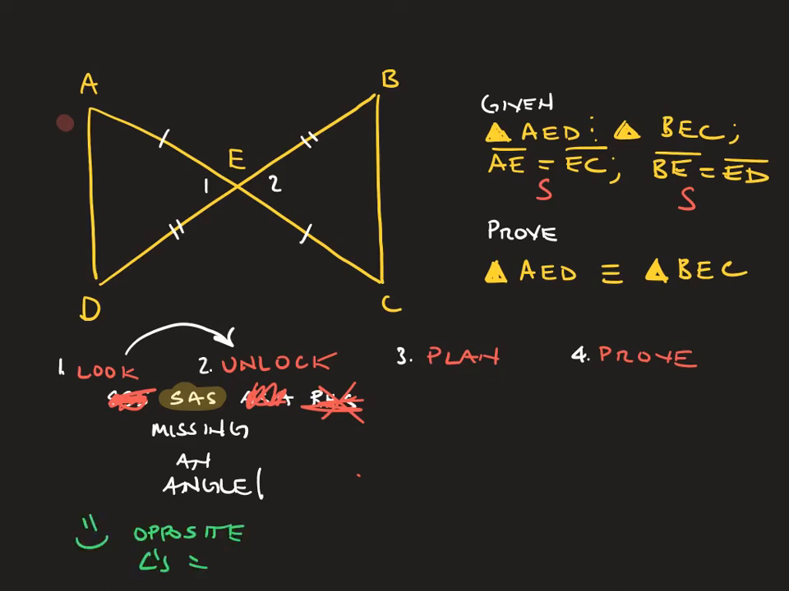This means now that we can prove that this triangle on the left, AED, is going to be equal to the triangle on the right. When we plan our proof, it's going to be important to prove things in order, so we're going to prove a pair of sides, a pair of angles, and a pair of sides in order to prove that the two triangles are congruent. So let's get down to the business of proving.